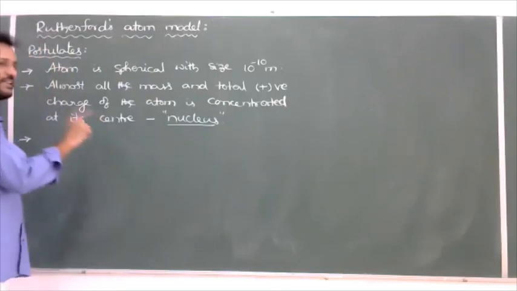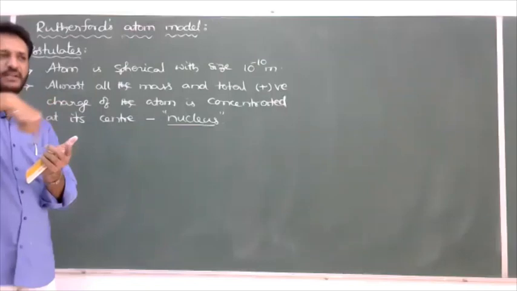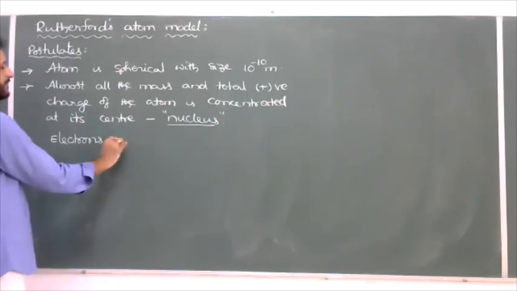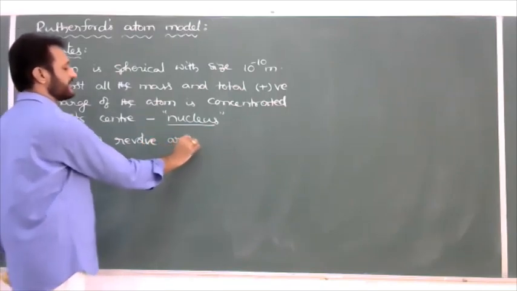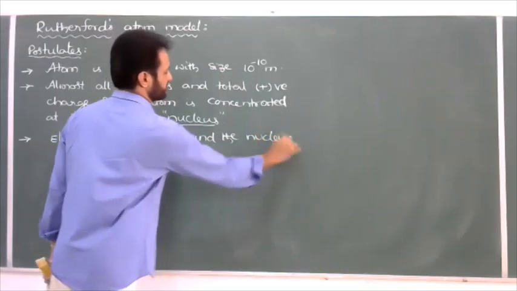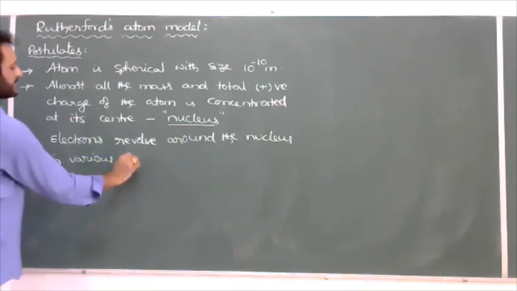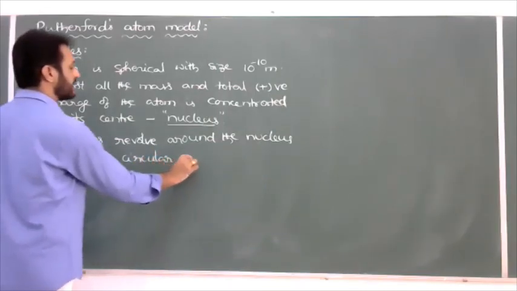And they are not at rest. They are moving in various circular paths, and that path can be called an orbit. So electrons revolve around the nucleus in various circular orbits. That path is what Rutherford called an orbit.